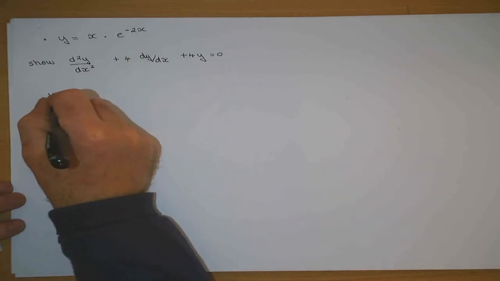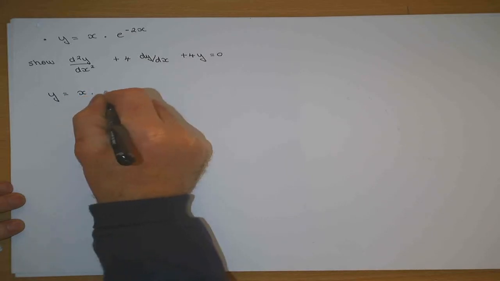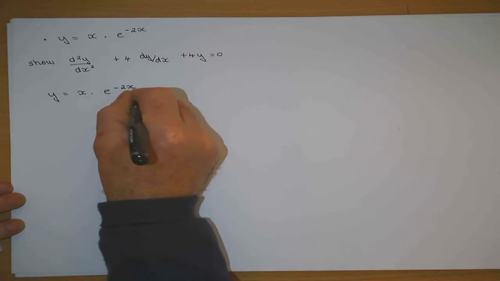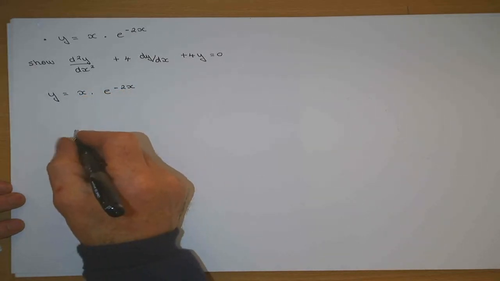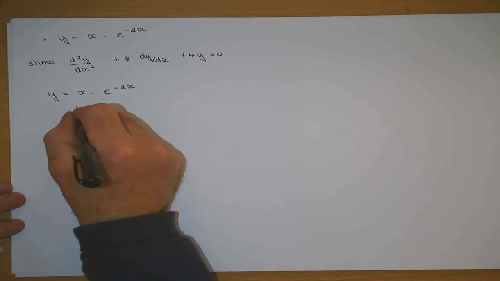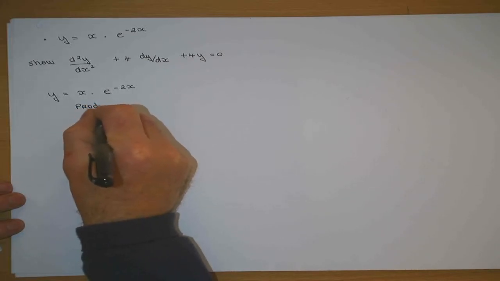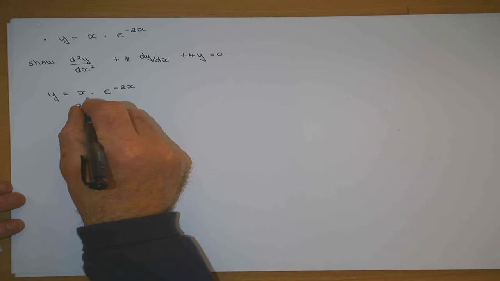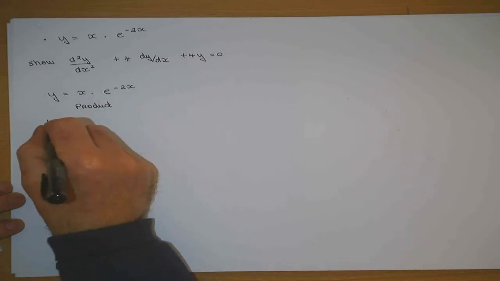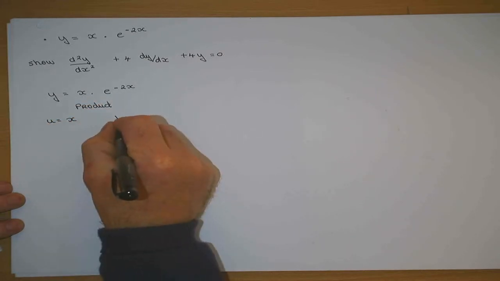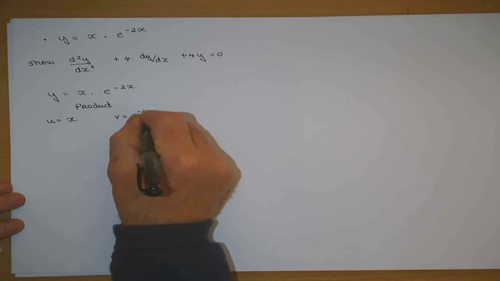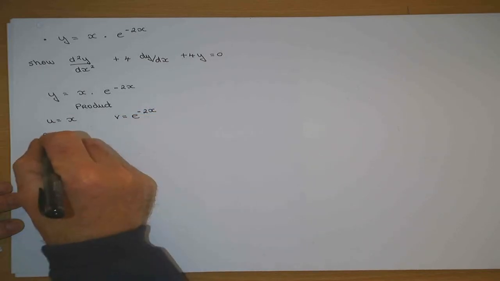So if y is equal to x times e to the minus 2x, what kind of rule of differentiation is that? That's a product rule. Why is that a product rule? It's a function of x by a second function of x. u is equal to x, and v is equal to e to the minus 2x.